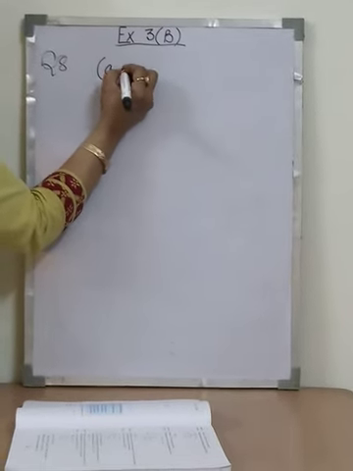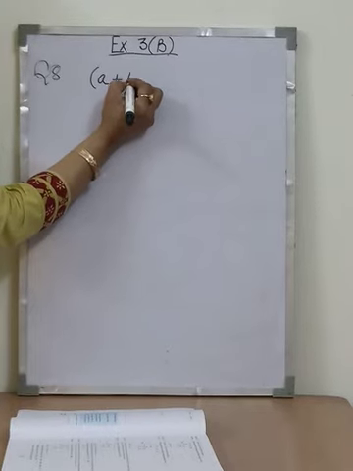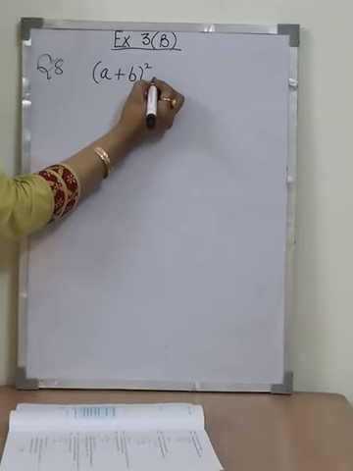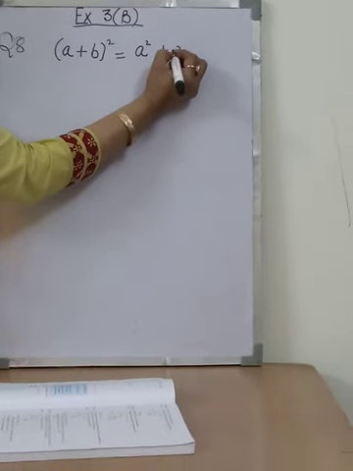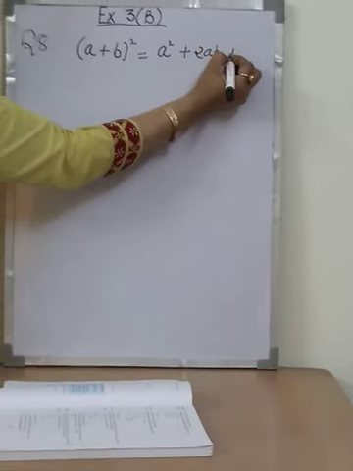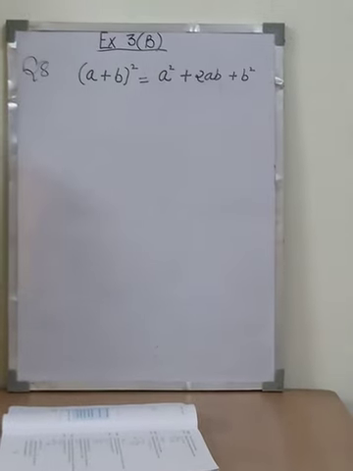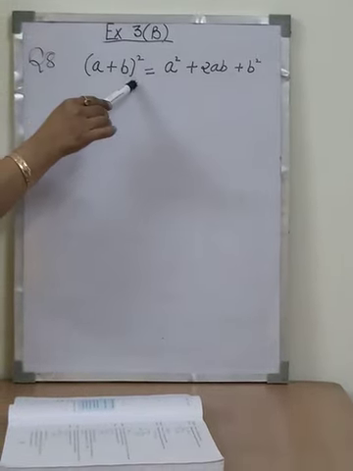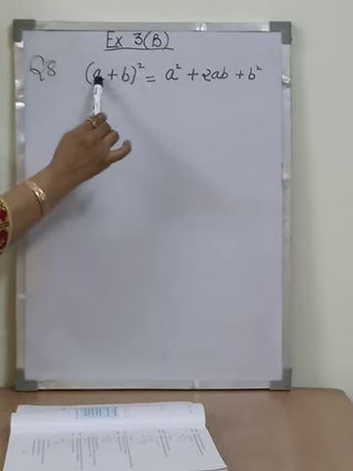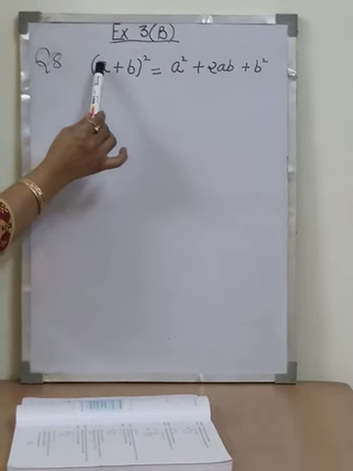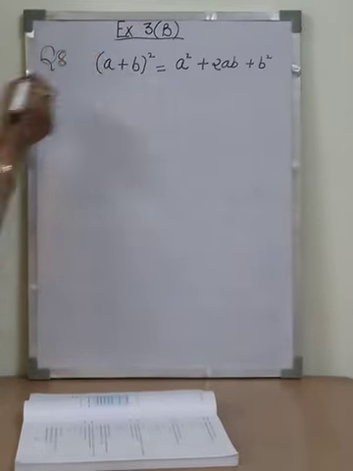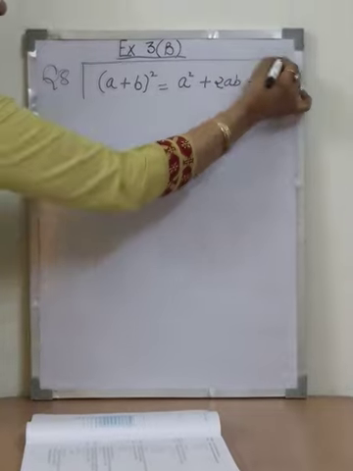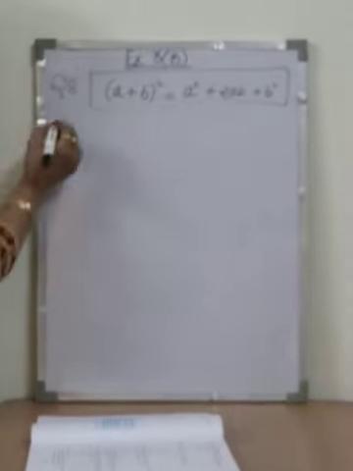It is a plus b whole square is equal to a square plus 2ab plus b square. How to remember the identity? A plus b whole square means the square of the first number, the square of the second number and the product of both the numbers with 2. Okay? Students, remember the identity. Learn it.